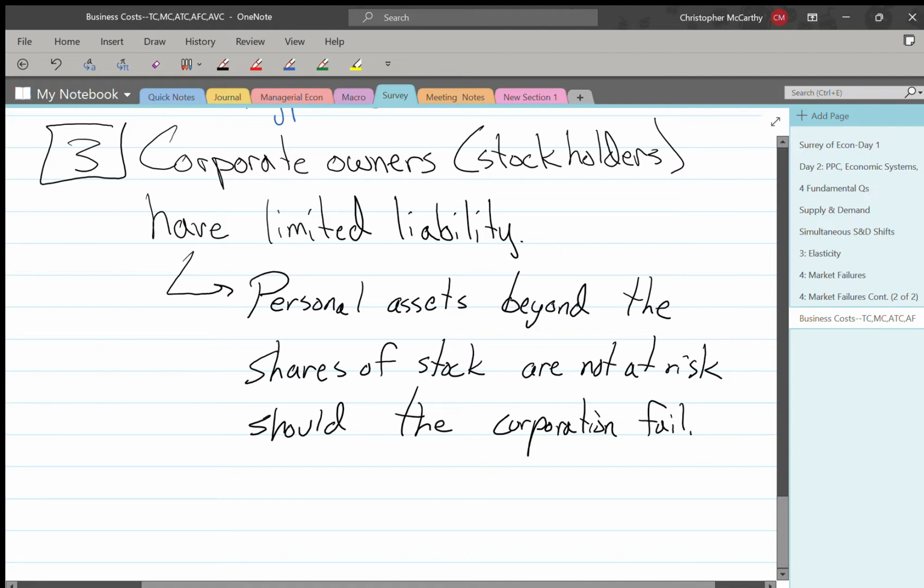I have a question. Yeah. Does it change depending on how much stock you hold? Like, say you have 50% of the stock in the company, would you then be held responsible, or no, because you're still just a stockholder? You're still just a stockholder.